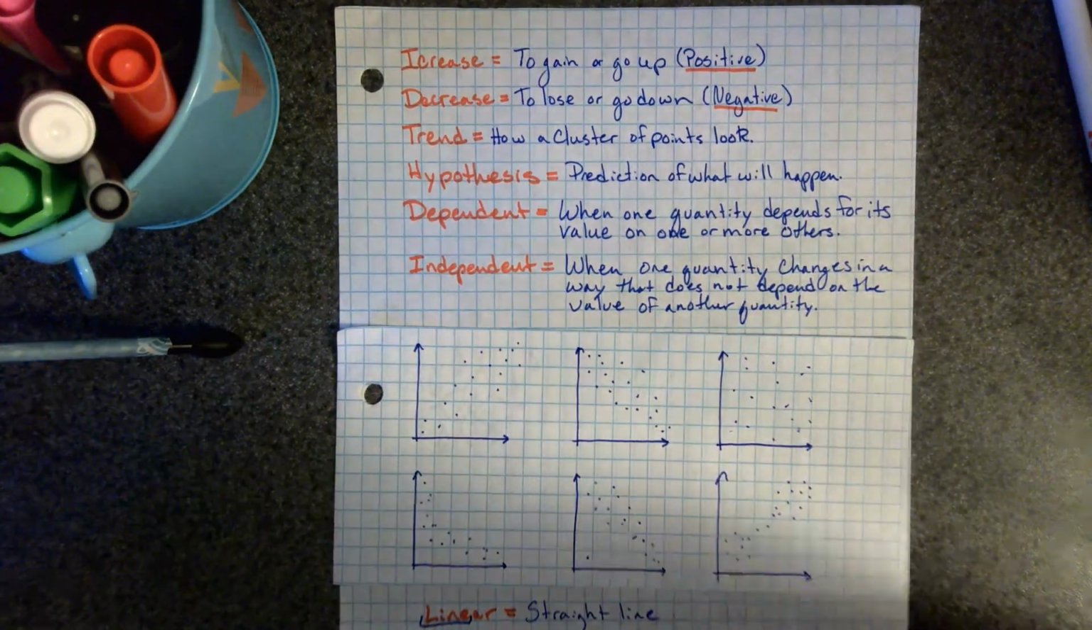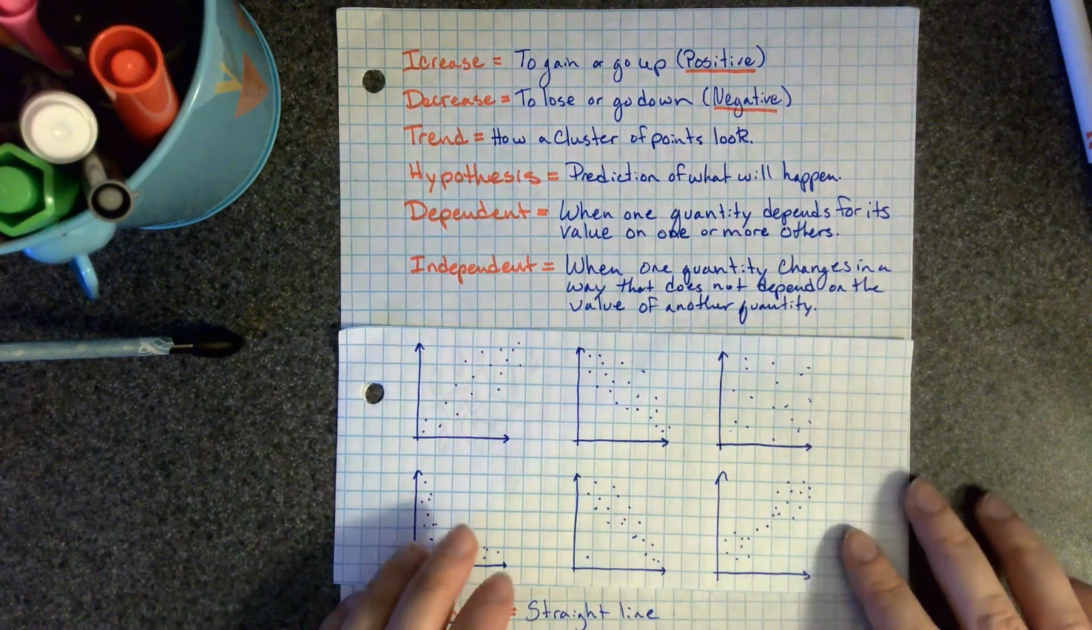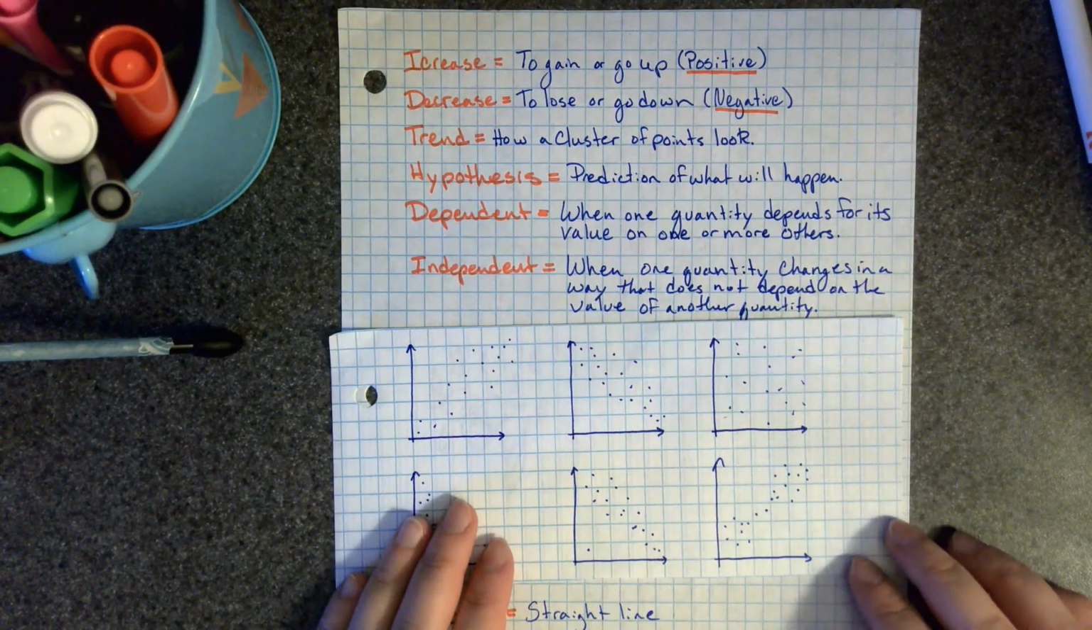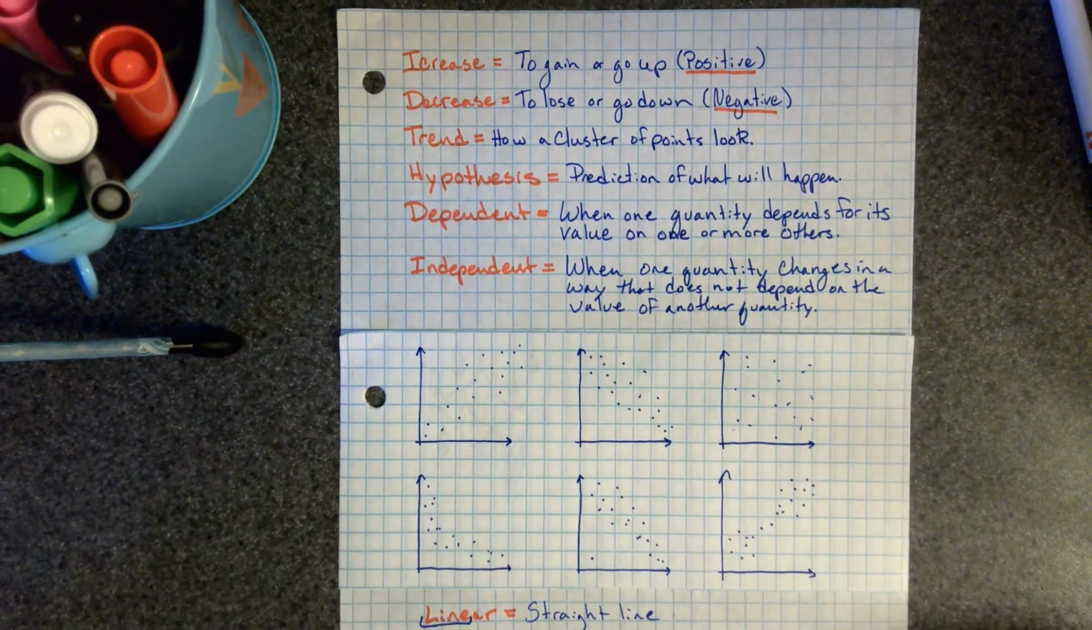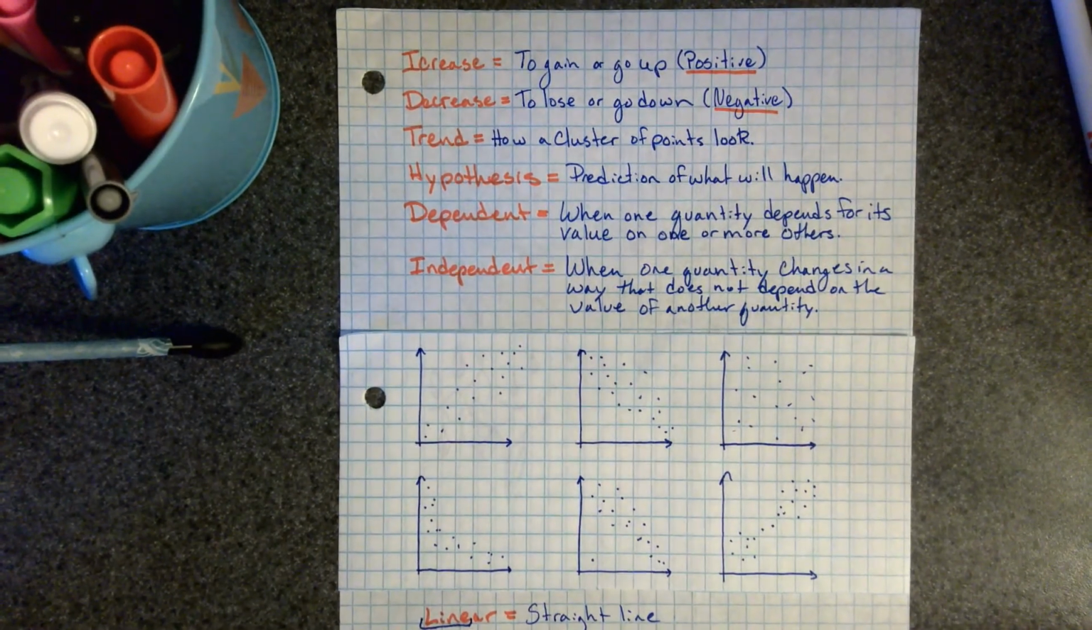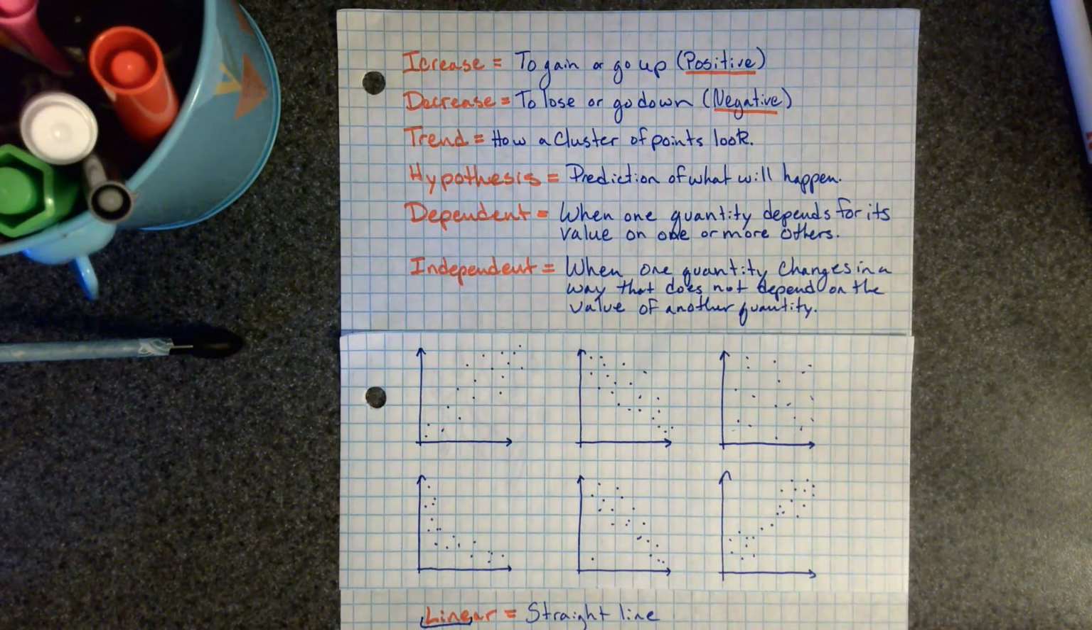Okie dokies, artichokies, let's get started. So today we are going to be pretending we're an ELA class and learning some vocab. And the reason we learn this vocab is so that in the future when people are talking about math things, whether it be in higher level math courses in high school or in college, things make sense to you.